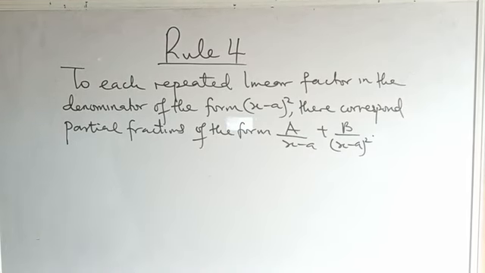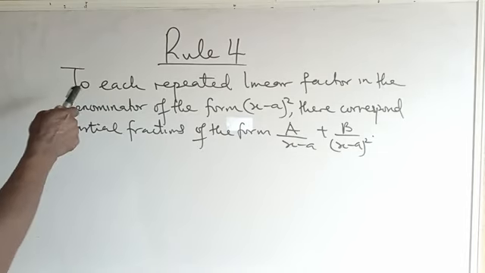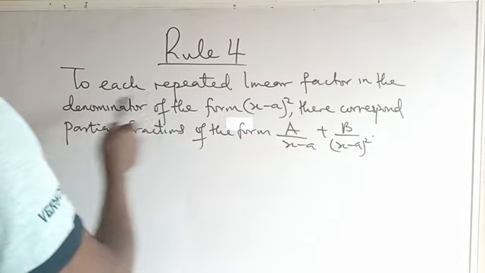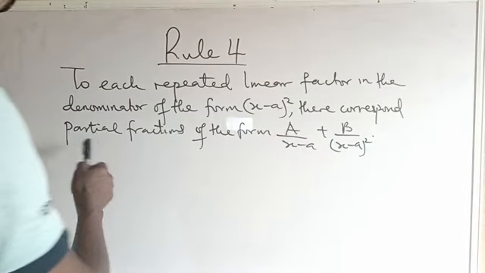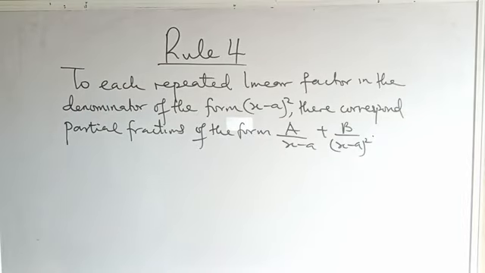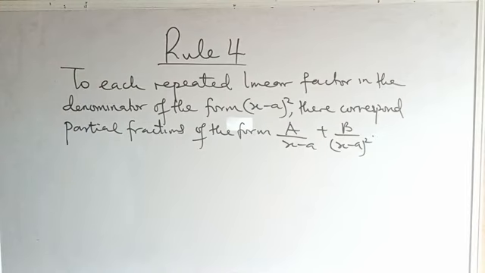Hello, we are going to discuss rule 4 of the partial fraction in this video. So far so good, we have discussed the first 3 rules of partial fraction. So in this rule 4, for each repeated linear factor in the denominator of the form x minus a raised to power 2, there correspond partial fractions of the form A all over x minus a plus B all over x minus a all squared. Now, we call this one repeated linear factors.